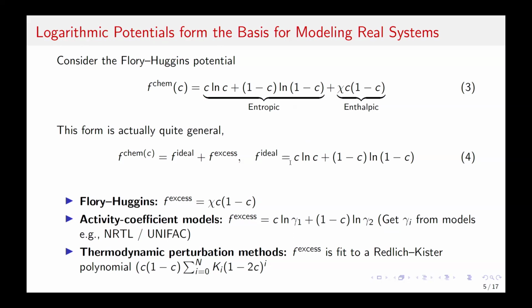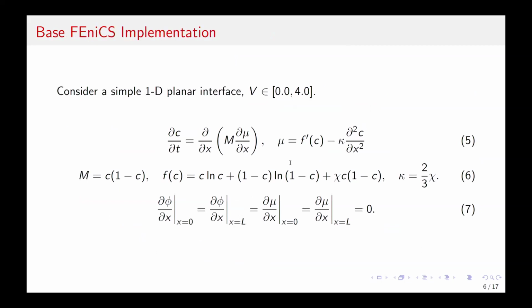And this is just to show you a couple of examples. So for Flory-Huggins, the excess energy is a very simple term. We can go to way more powerful models like activity coefficients or thermodynamic perturbation methods, but it all requires us to handle that logarithmic term. So with that in mind, let's consider a simple 1D implementation with Neumann boundary conditions at the end. For the gradient energy term kappa, we can also derive a first principles expression. I'm happy to walk anyone through that if they're interested.